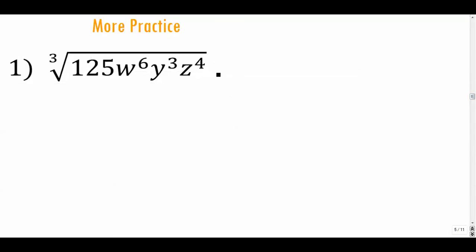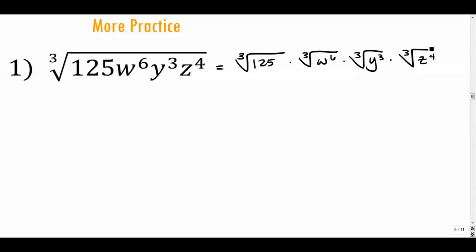Again, you have a lot of different options for these. Running about 20 minutes here, so I might not show you both options for all of these because I want to get through them, but this would be a really good time to pause, try this, and see if you can figure it out yourself. So I'm going to go the cube root of 125 times the cube root of w to the 6th times the cube root of y to the 3rd times the cube root of z to the 4th.